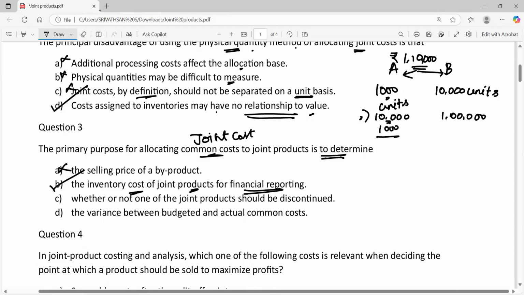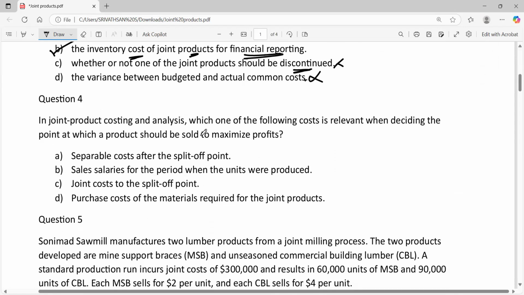What is the amount of inventory that we should show on the balance sheet, on the asset side of the balance sheet? For determining that amount, we are allocating the common costs. Whether or not one of the joint products should be discontinued, no, that is not the reason. And the variance between budget and actual common cost is also not the reason for allocating common cost. The reason for allocating common cost between the joint products is to determine the inventory cost of the joint products for financial reporting.